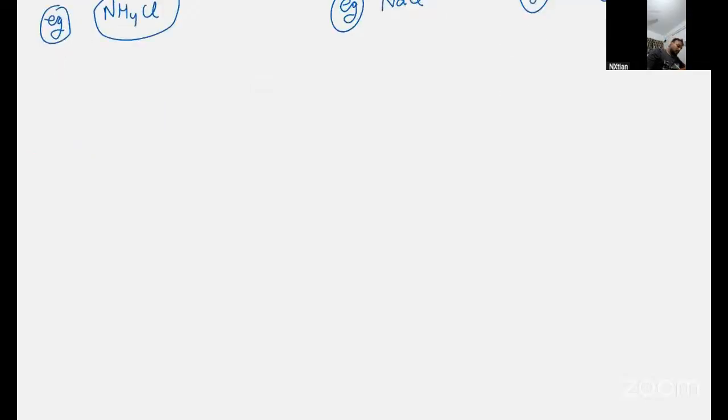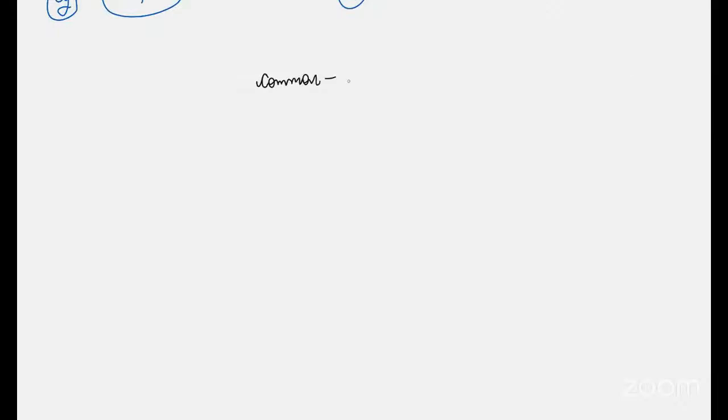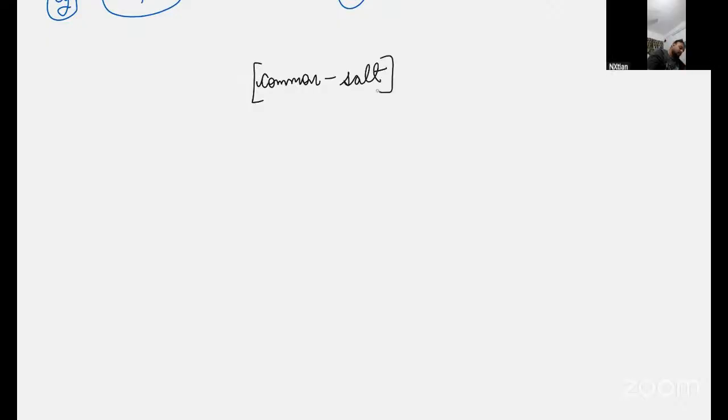Now put a heading common salt. Under salt, put a heading common salt. Common salt is basically called NaCl. This is also called table salt.